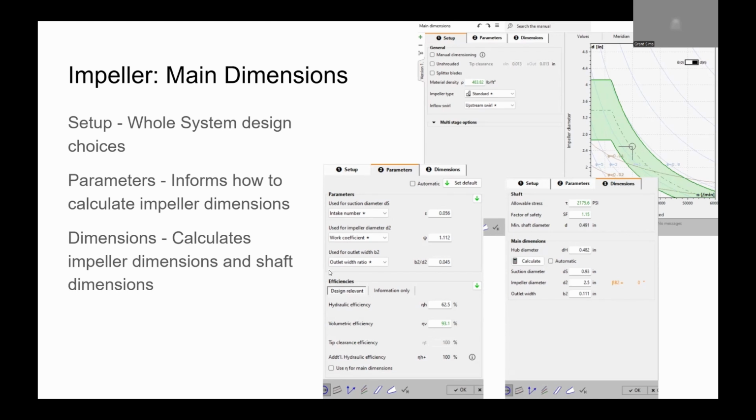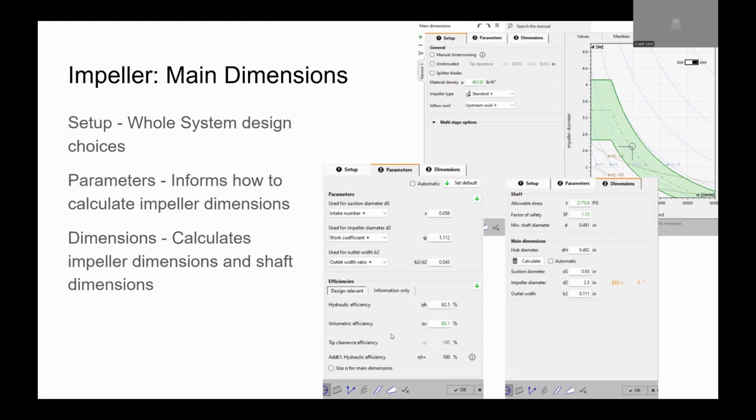Then you have outlet width ratio, which is basically, given your diameter, how much space there should be between the shroud and the hub of your impeller at the end. So that's the ratio there. And then we have efficiencies down here. Hydraulic efficiency is based on the correlations that you can find buried in CF Turbo. I'm assuming they're as good as they can make them, obviously, but these values are correlations, so they might change a lot when we get into testing.